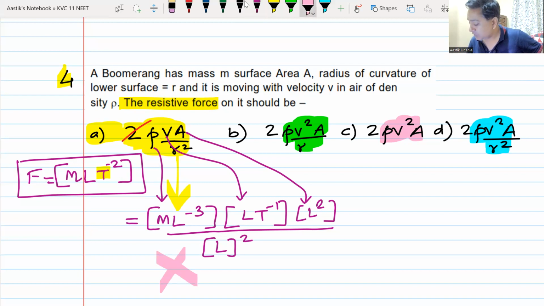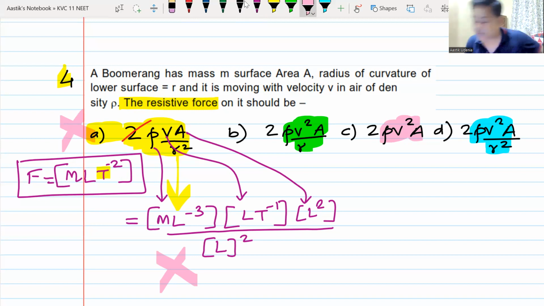This dimension is not matching. That therefore this option has to be wrong. Yes or no? Do we understand this? Yes, sir. Because the dimension is not matching. Similarly, you can match the dimensions of all these options and you will get the right answer.